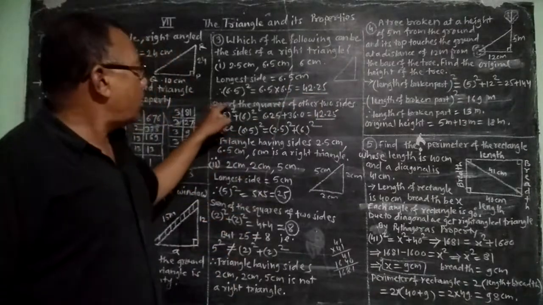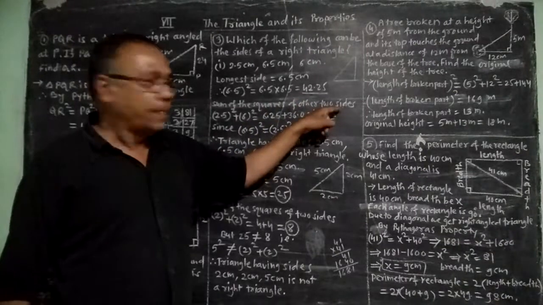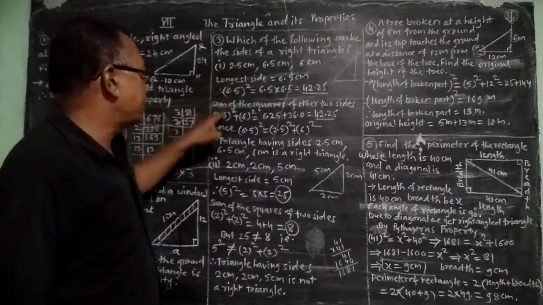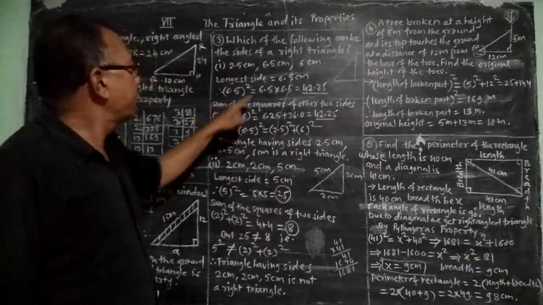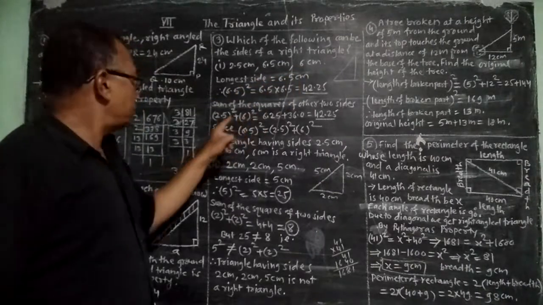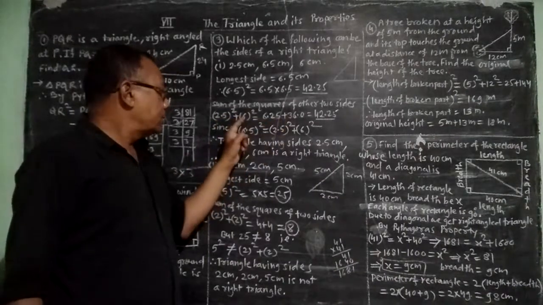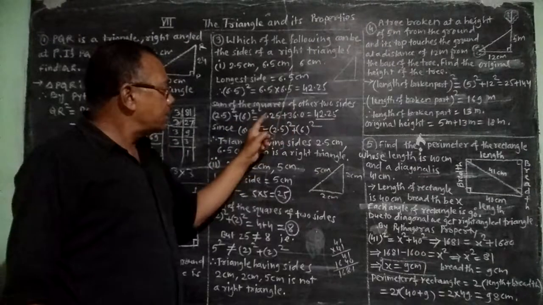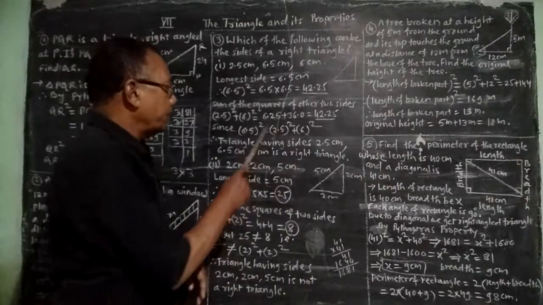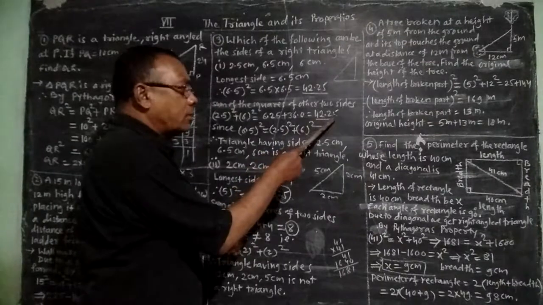Now the sum of the squares of the other two sides, means leg 1 square plus leg 2 square. Here leg 1 is 2.5 centimeter, its square, plus another leg which is 6 centimeter, so 6 square. So 2.5 square will be 6.25, plus the square of 6 is 36, and the sum of these two is 42.25. Means 6.25 plus 36 gives 42.25.